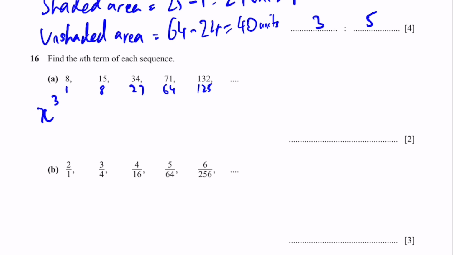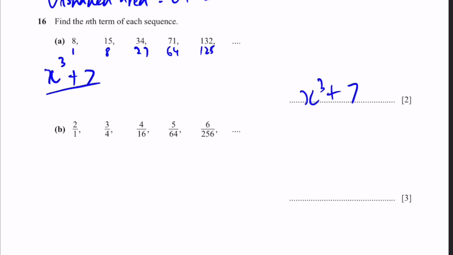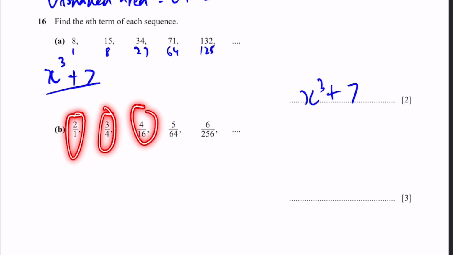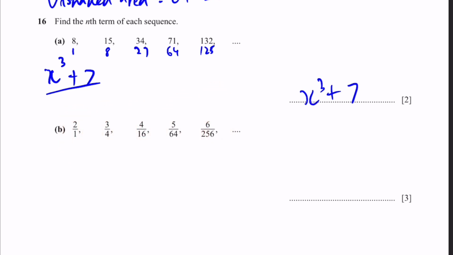And as we can see over here, x cubed, which is the sequence over here in blue, if we add 7 to that for all the values, we get the values of the sequence given in the question. So x cubed plus 7. That's the answer.